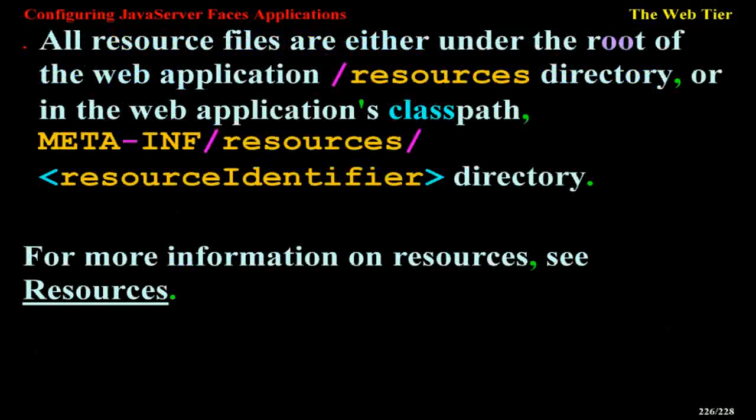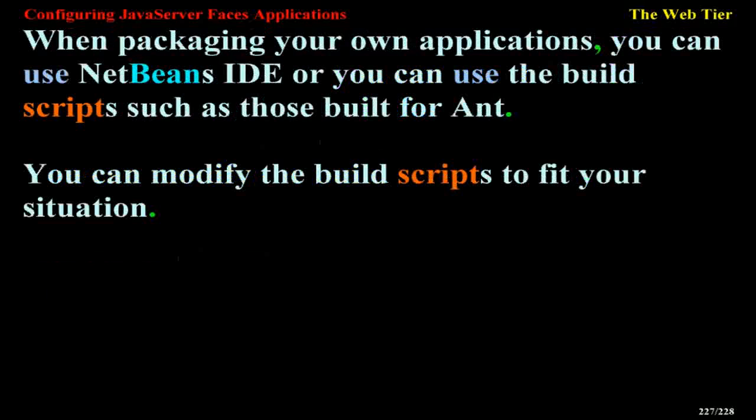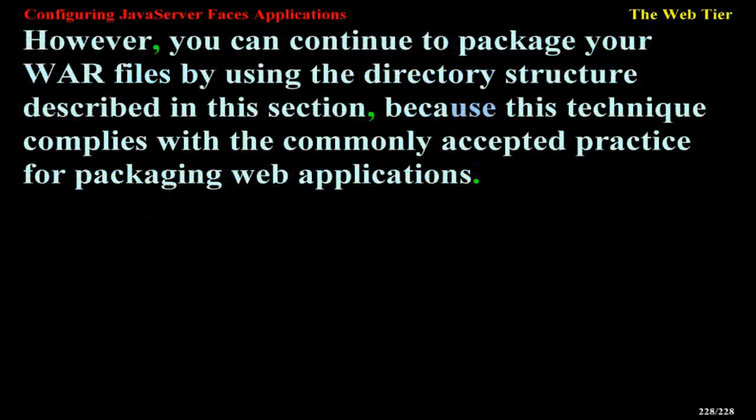All resource files are either under the root of the web application resources directory or in the web application's classpath META-INF/resources/resource-identifier directory. For more information on resources, see Resources. When packaging your own applications, you can use NetBeans IDE or you can use the build scripts such as those built for Ant. You can modify the build scripts to fit your situation. However, you can continue to package your WAR files by using the directory structure described in this section, because this technique complies with a commonly accepted practice for packaging web applications.